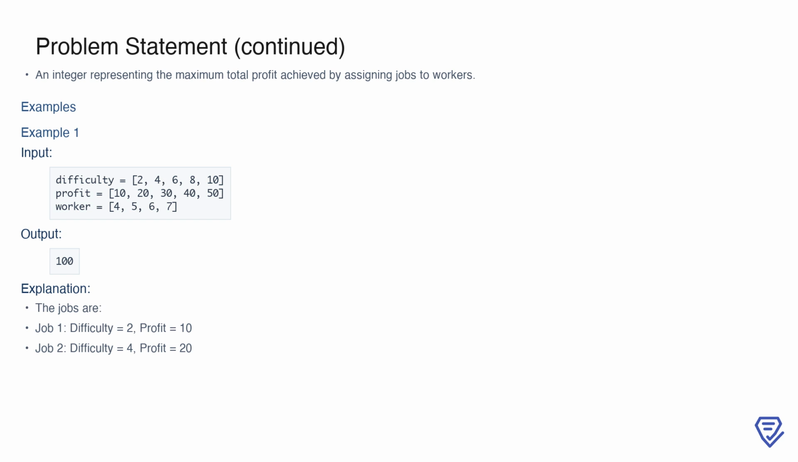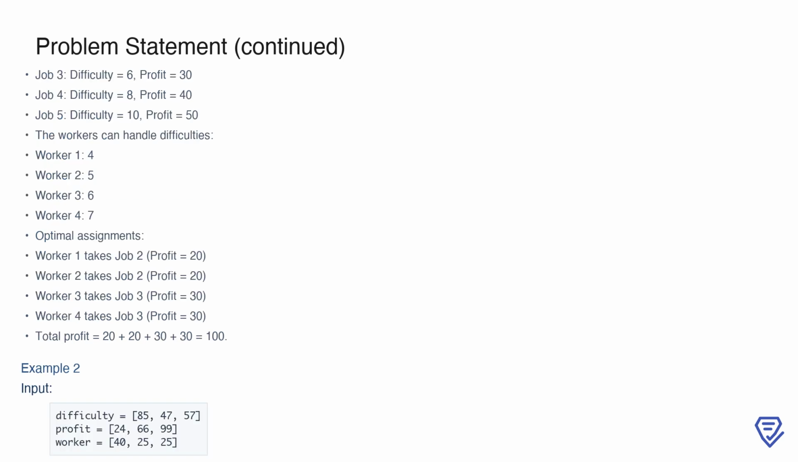Here, there are 5 jobs with increasing difficulty levels and corresponding profits. For the workers, their maximum difficulty levels range between 4 and 7. The task is to assign these workers to jobs in a way that maximizes the total profit. Breaking this example down further, the jobs available are: Job 1 with difficulty 2 and profit 10, Job 2 with difficulty 4 and profit 20, Job 3 with difficulty 6 and profit 30, Job 4 with difficulty 8 and profit 40, and Job 5 with difficulty 10 and profit 50.